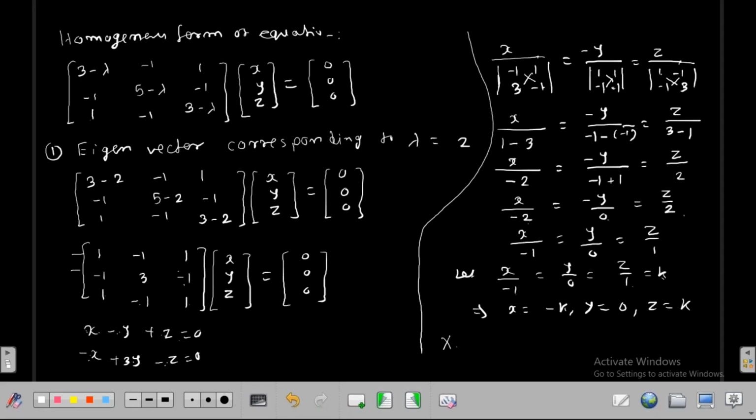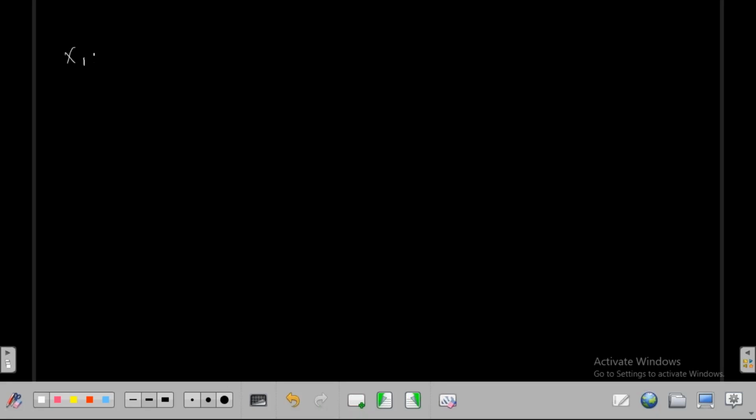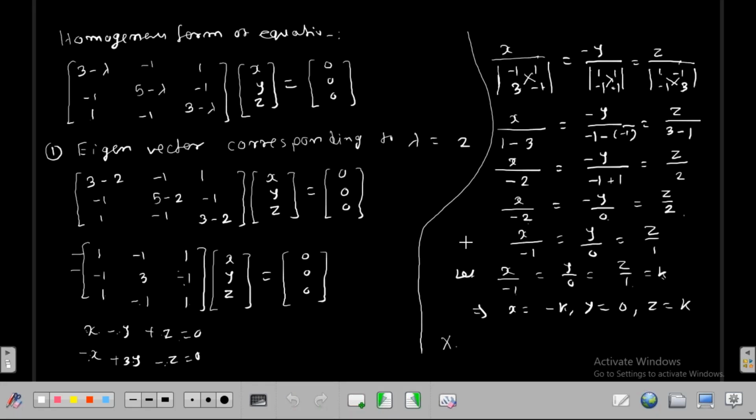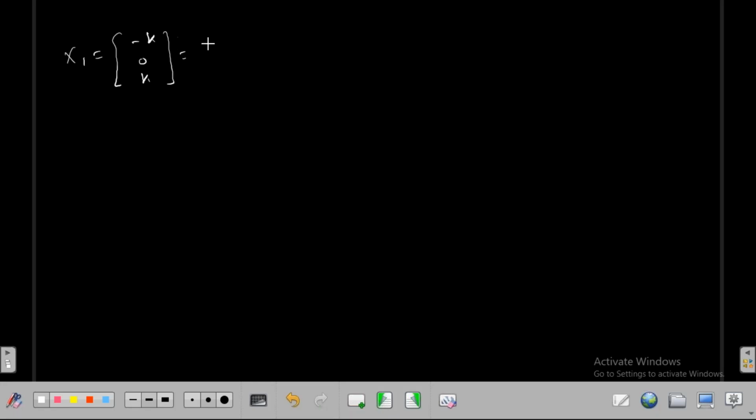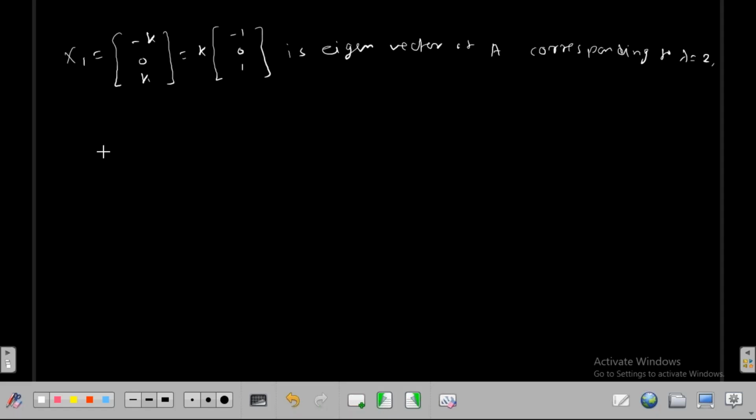Write the vectors. So write the vector x1 on another side. So the x1 vector is minus k for the x value, 0 for the y value, and k for the z value. Now take the common k, so we get minus 1, 0, 1. So this is the eigenvector of the matrix A corresponding to lambda equal to 2.